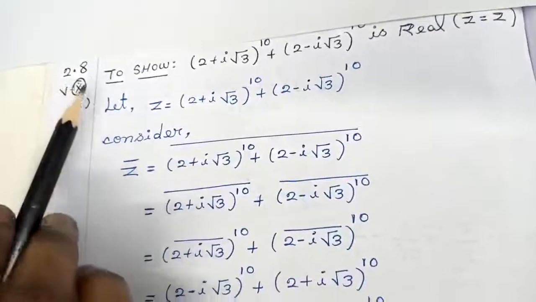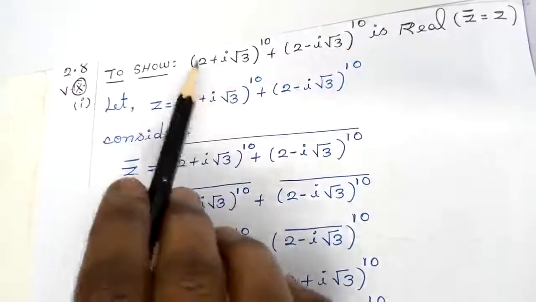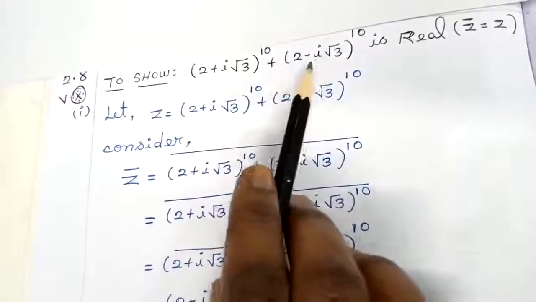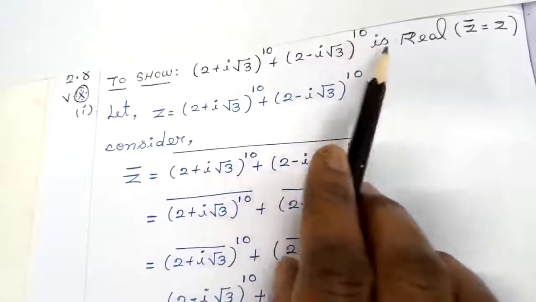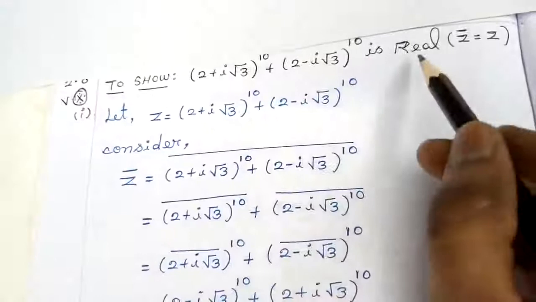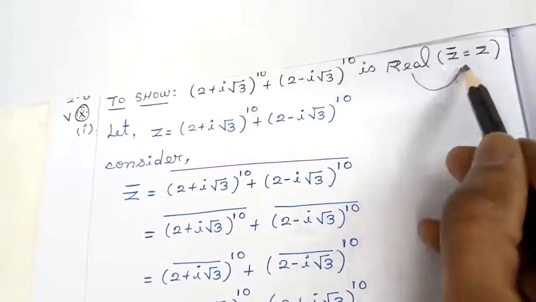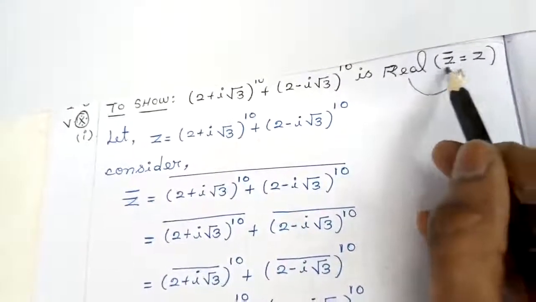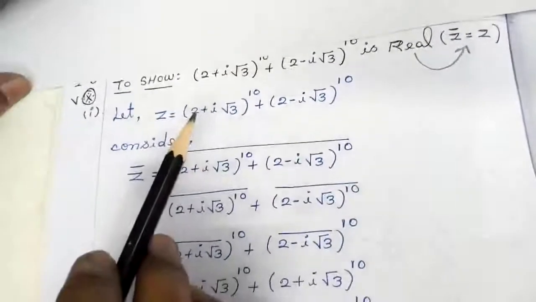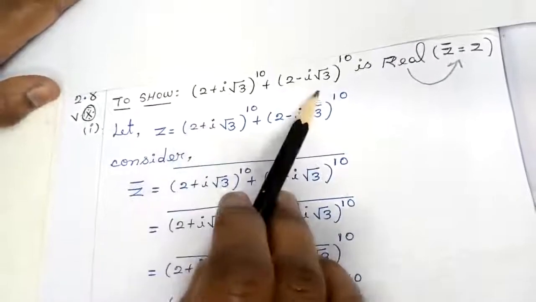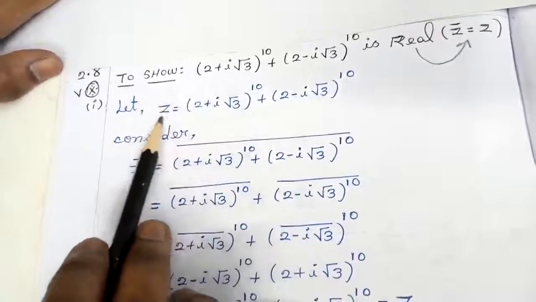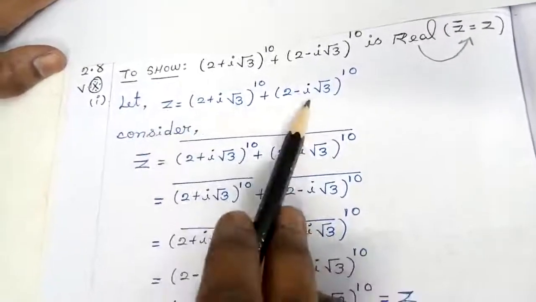Example 2.8. The first question is given like this: (2 plus i root 3) whole to the power 10 plus (2 minus i root 3) whole to the power 10 is real. The meaning of real is that we are going to prove z bar equal to z. So this is the condition we are going to prove here, students. What I am going to do is take the given expression as z. Understand properly. Let z equal to this value.